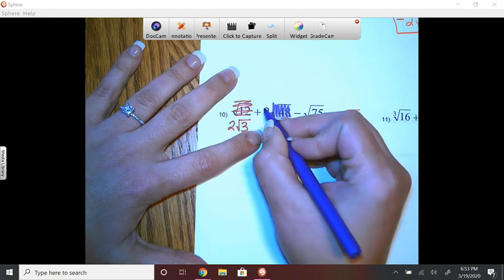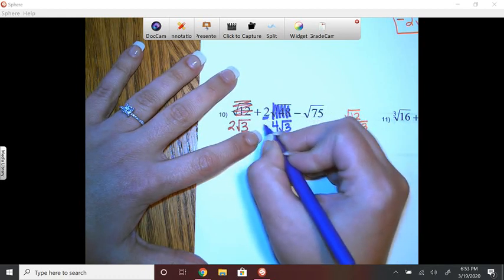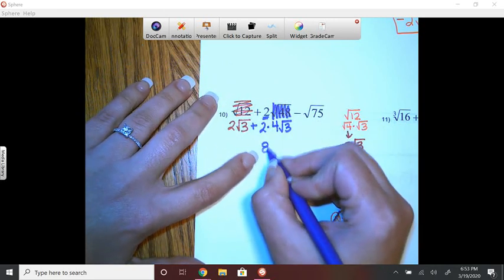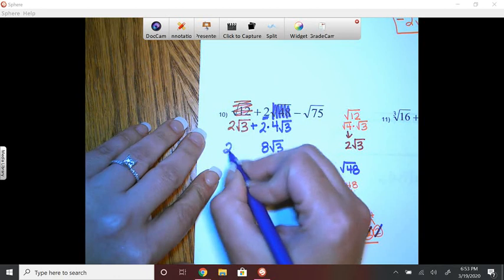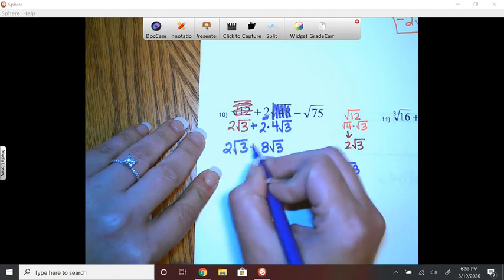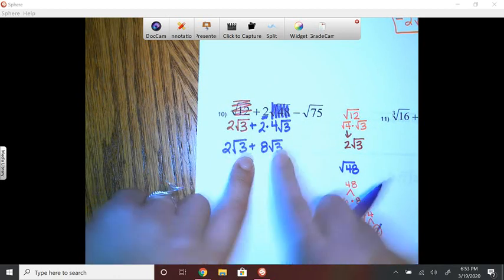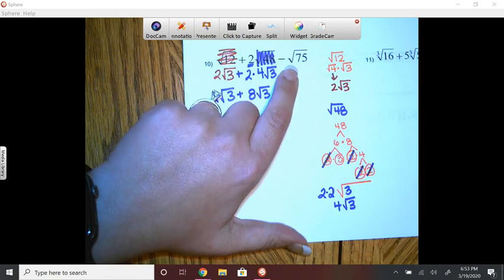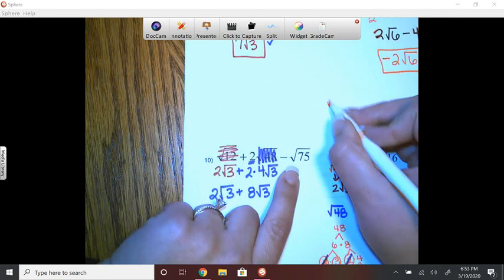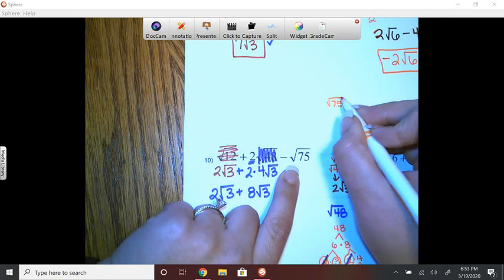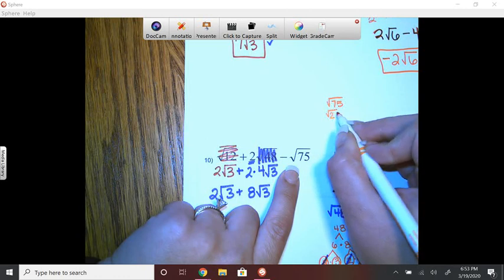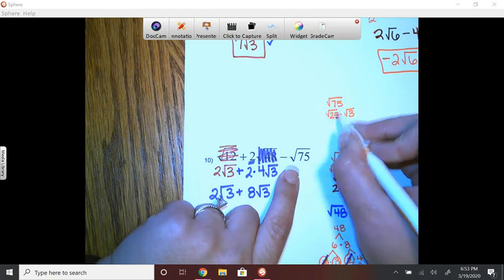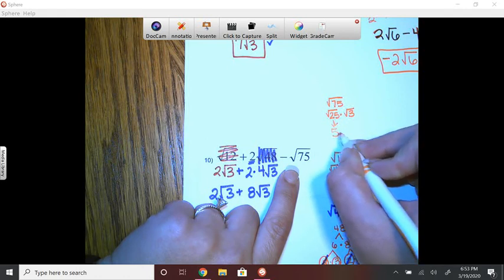But there was already this 2 here, so that would make it 8 rad 3 here. Okay, so these match. We can add them together or we can wait. I'm going to go ahead and simplify the square root of 75. I'm going to break it down into square root of 25 times 3. And the square root of 25 is 5, so we would get 5 rad 3.